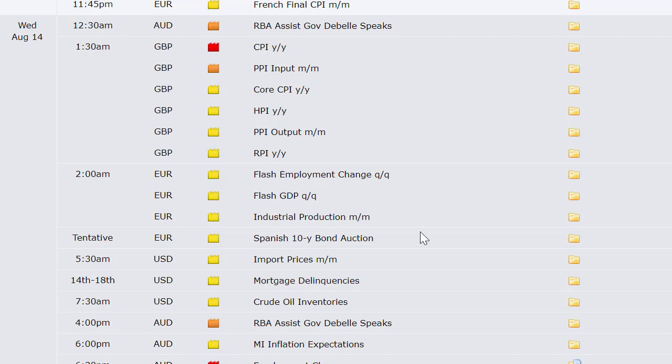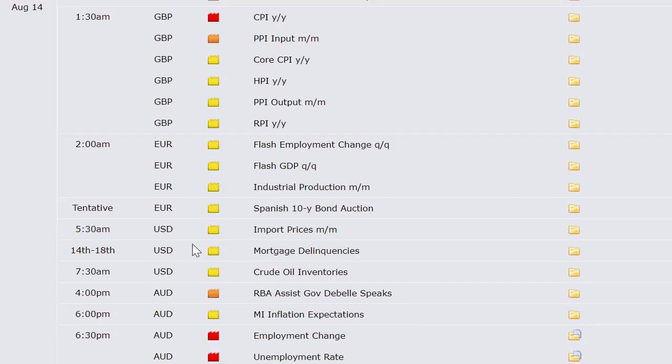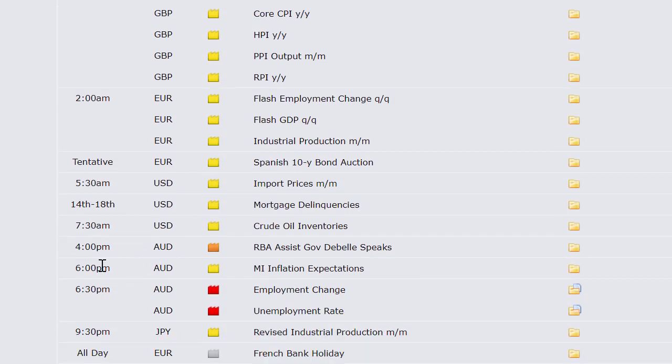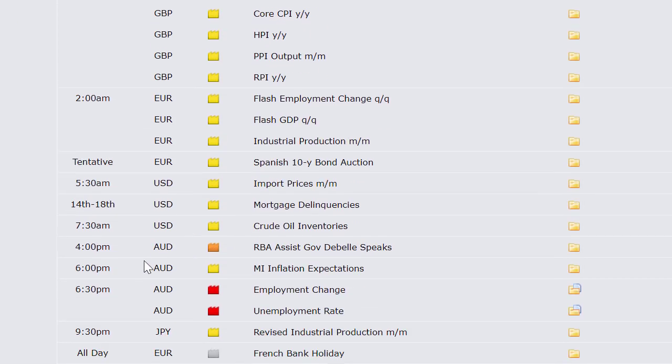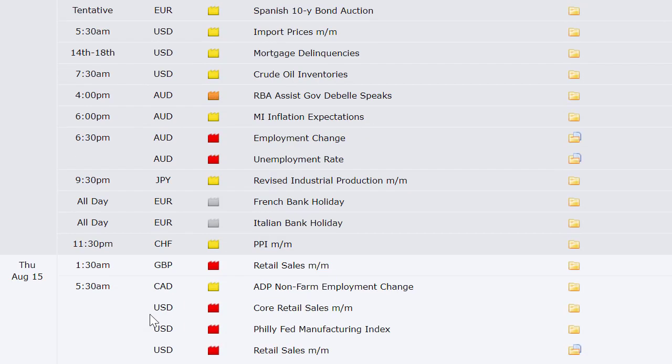Flash GDP and employment change here out of Europe and industrial production at 2 a.m. Eastern Time. Spanish 10-year bond auction. Got import-export prices here in the U.S. 5:30 a.m. Eastern Time on Wednesday. Mortgage delinquencies here in the U.S. Crude oil inventories, that's at 7:30 a.m. Eastern Time. MI inflation expectations out of Australia. The unemployment rate and employment change number out of Australia at 6:30 p.m. Wednesday night. Revised industrial production here in Japan.